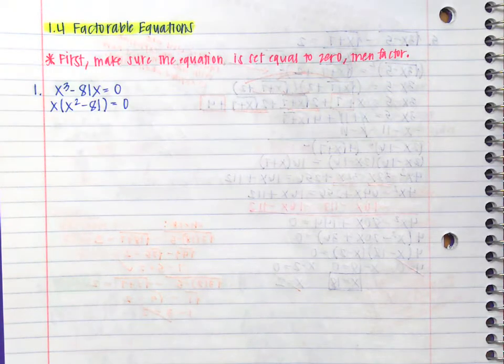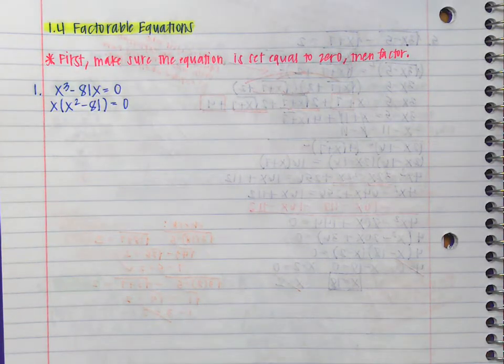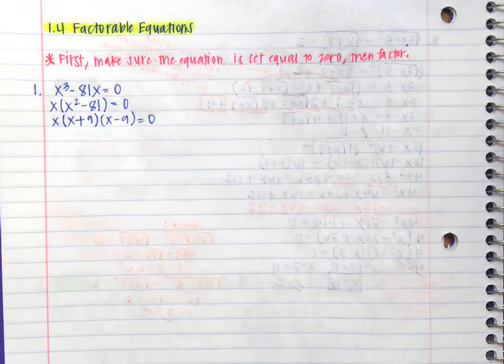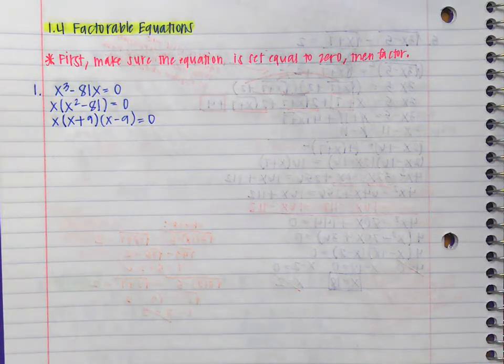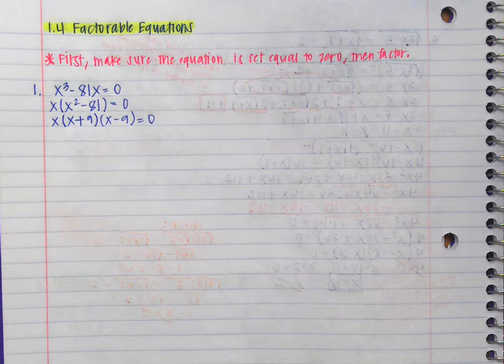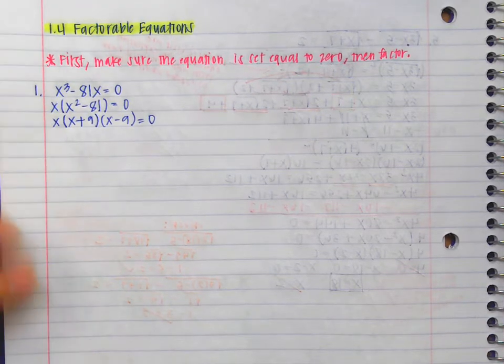So like I said, your first step is to factor out a GCF. I factored out an x, and I was left with x squared minus 81. I can keep factoring that because x squared minus 81 is a difference of squares. So I can factor it to be x plus 9 times x minus 9. And now that it's completely factored, I can set each factor equal to 0. It's really important that you don't forget the GCF.